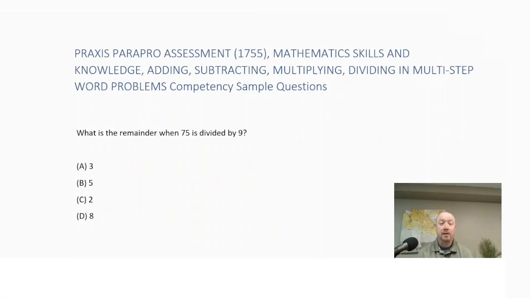What is the remainder when 75 is divided by 9? Is it A, 3, B, 5, C, 2, or D, 8?